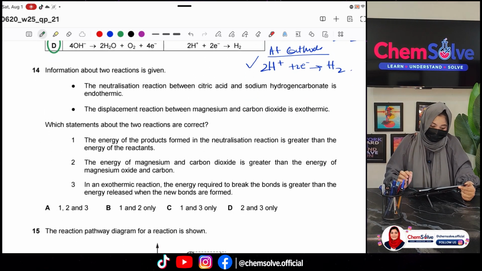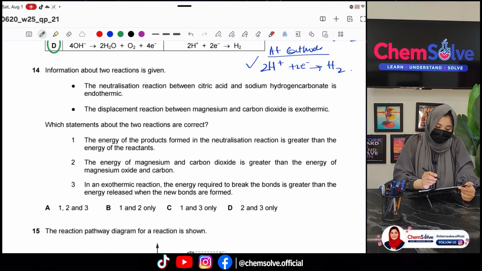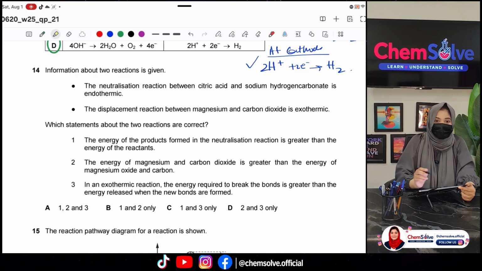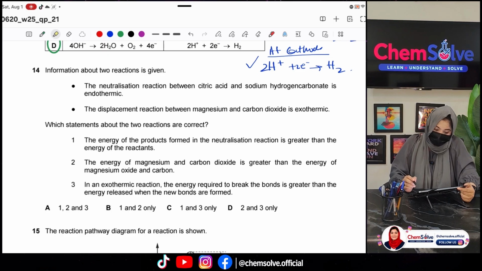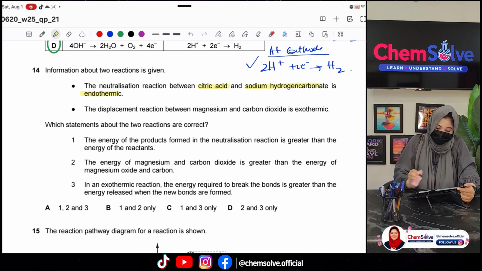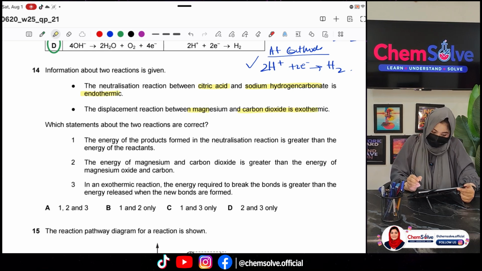Question number 14. Information about two reactions is given to us. The neutralization reaction between citric acid and sodium hydrogen carbonate is endothermic. The displacement reaction between magnesium and carbon dioxide is exothermic. So which statement about the two reactions is correct? The energy of the product.